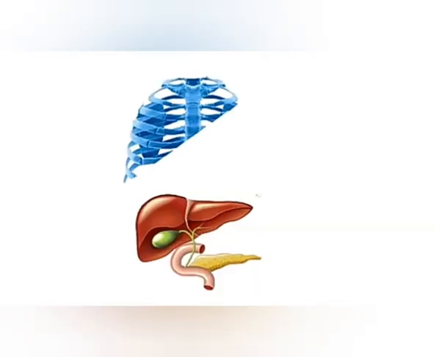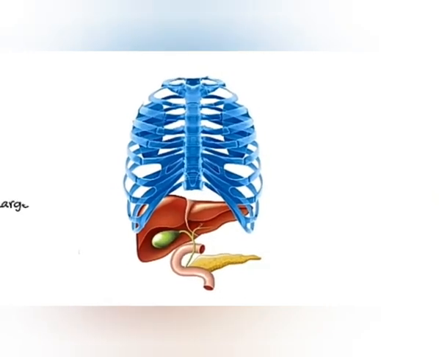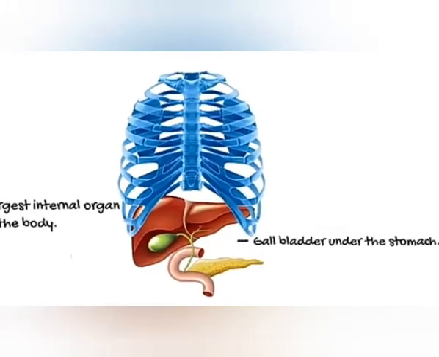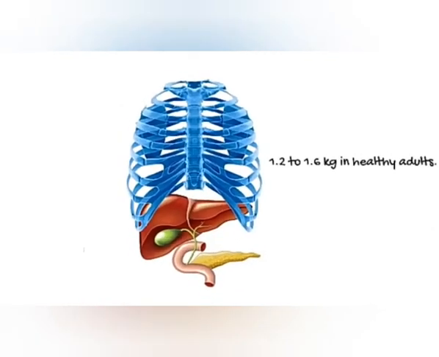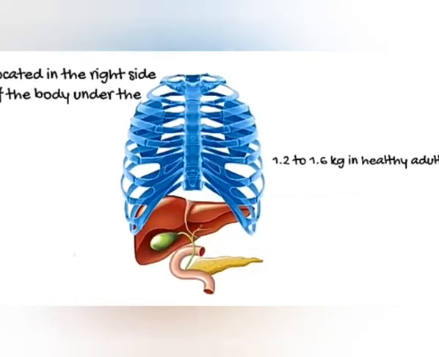In this video we are going to look at liver anatomy and blood supply. The liver is the largest internal organ in our body. It lies in close proximity to other organs, such as the gallbladder, which is under it, and the stomach, which is to the left of the liver. It weighs about 1.2 to 1.6 kilograms in healthy adults. It is located on the right side of the body under the lower ribs.